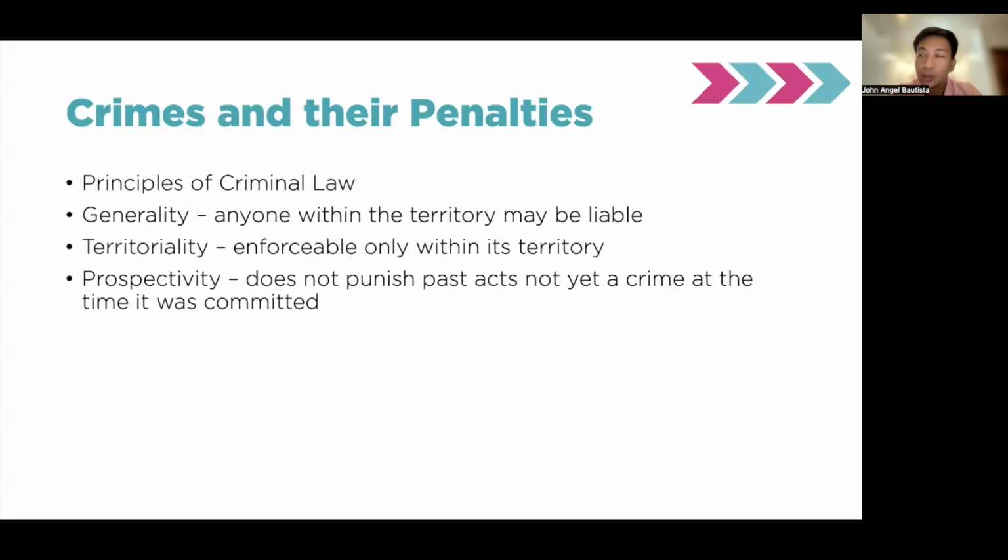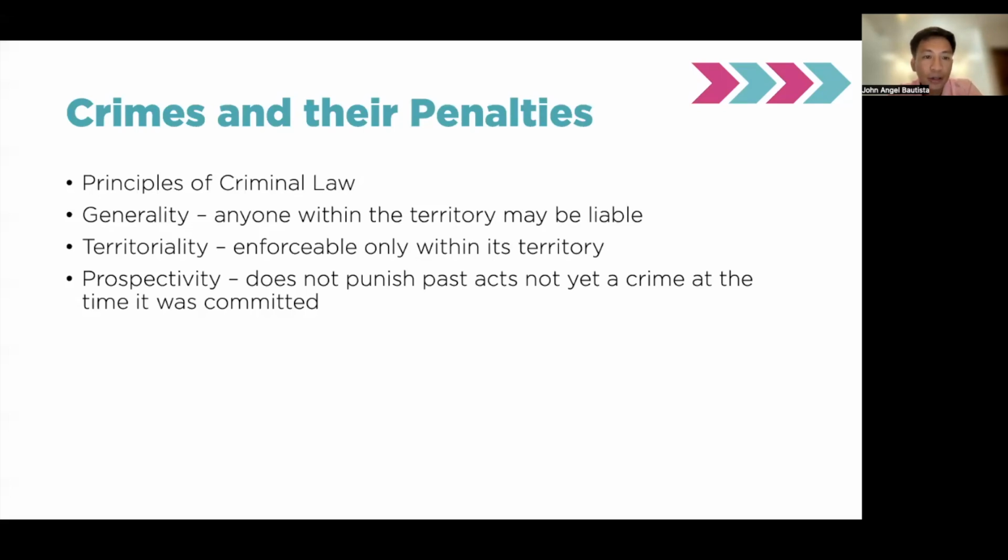Why is that? Ibig sabihin nun, pati mga aliens, we don't mean extraterrestrial, by aliens we mean foreigners. Pati mga foreigners covered. Why? Because when they are in our country, they enjoy our protection, the protection of the Philippine government. So logically, they also need to be subject to our laws, so we can make them accountable, 'di ba? Basically, everyone who steps in Philippine territory can be covered by our Philippine laws.